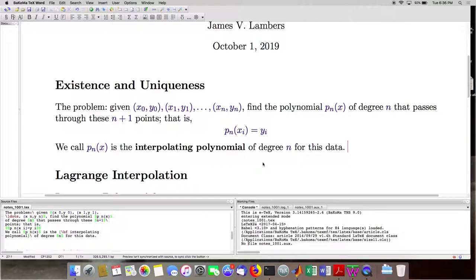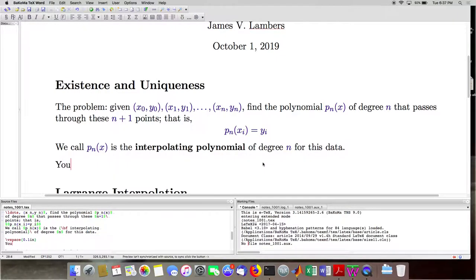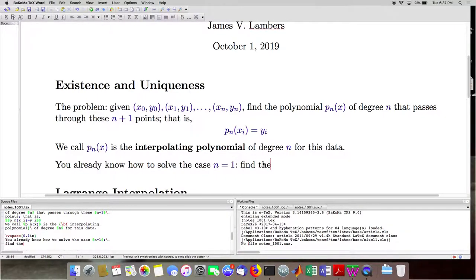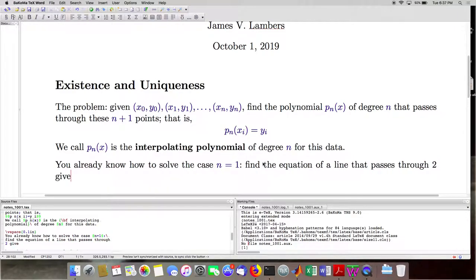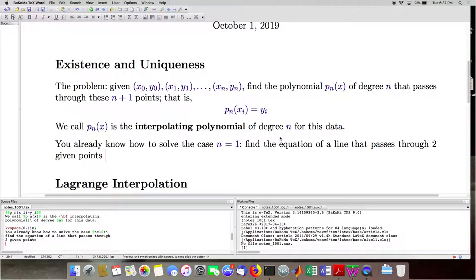The simplest version of this problem is one that you all learned how to solve long ago. It would come up in an algebra class. So you already know, or should know, how to solve the case of n equals 1: find the equation of a line that passes through two given points. So really, what we're doing is, how do we generalize that to any number of points and therefore a polynomial of any degree? If you're given 3 points, what is the unique parabola that passes through them?